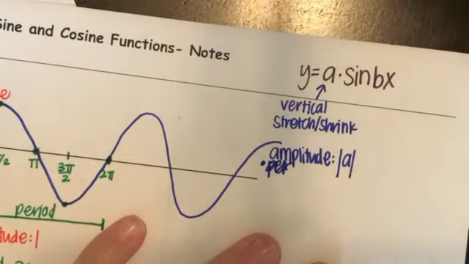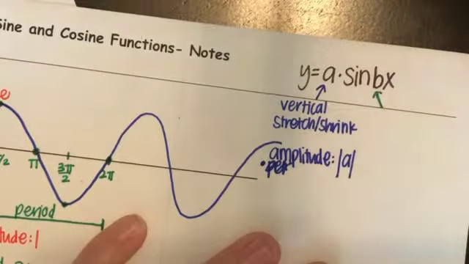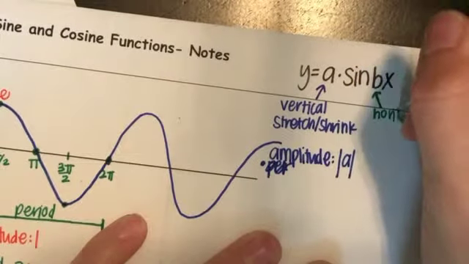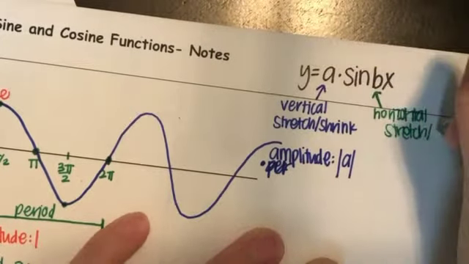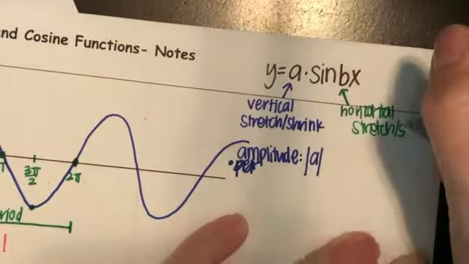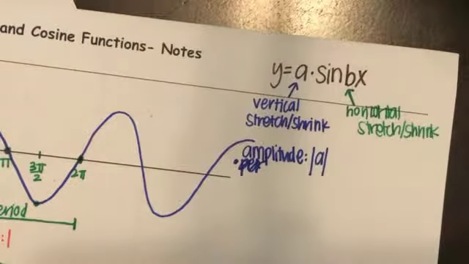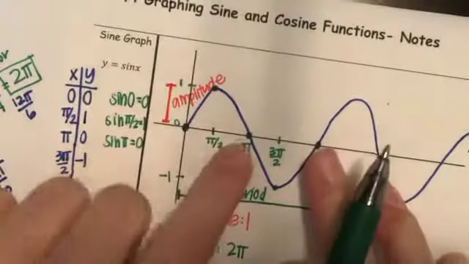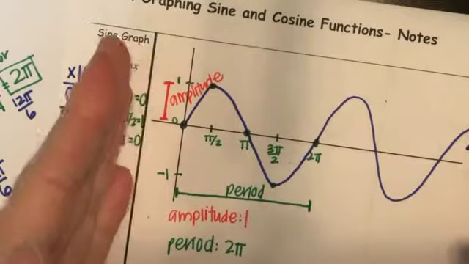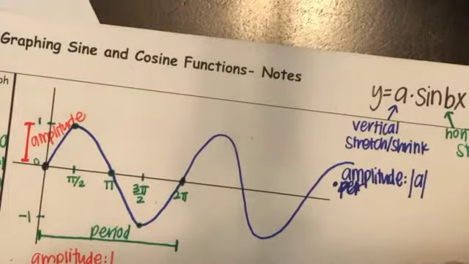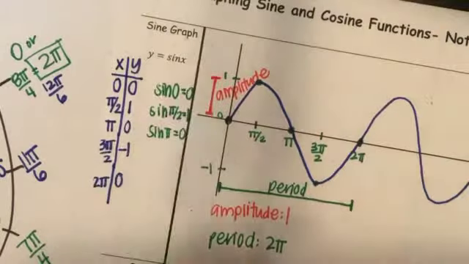All right, now let's talk about the b value. The number in front of x is our b, and that's going to be our horizontal stretch or shrink. So if I had a number larger than 1, it would stretch my graph horizontally, so it would spread it out further. And if I had a horizontal shrink, a number less than 1, then it's going to shrink it down and put it closer together.